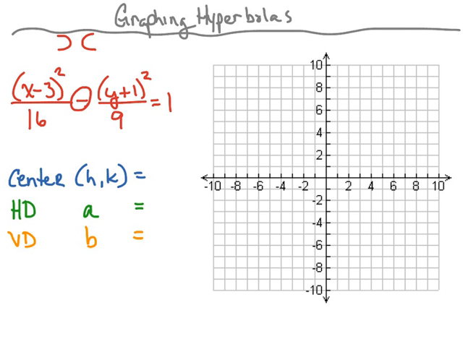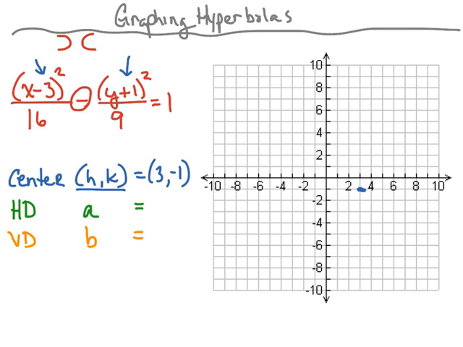Now, in order to graph this, the first thing I'm going to need to find is the center of the hyperbola. And to find the center, we're going to use h and k, the same way we did with ellipses and circles. H is the opposite of this number here, and that's going to be a positive 3. K is the opposite of this number here, which would be a negative 1. So the center of our hyperbola is going to be at (3, negative 1). So I'm going to come to my graph paper and find (3, negative 1), which is right here. And that's going to be the center.